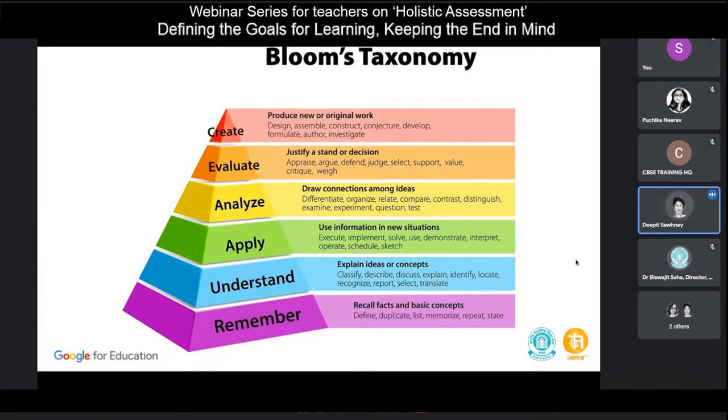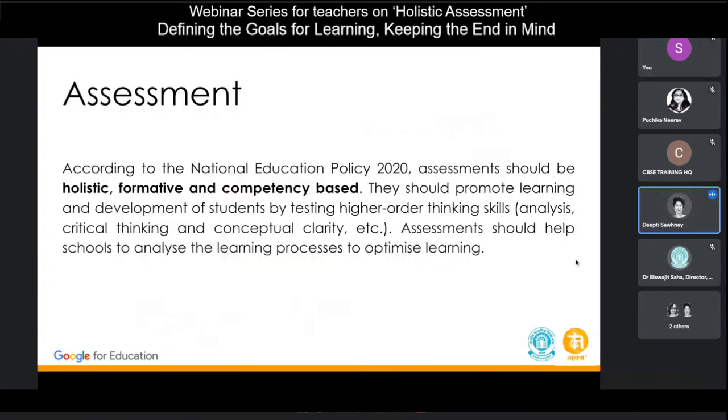Our lesson plan, our learning objectives, our learning experiences, the progressive pedagogies, this was all the background that I was creating for assessment. So if you look at assessment, Puchika, if you can change the slide.